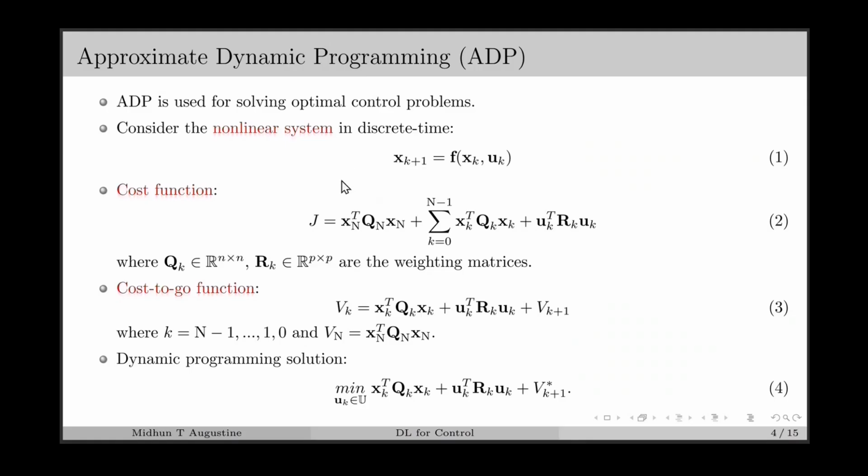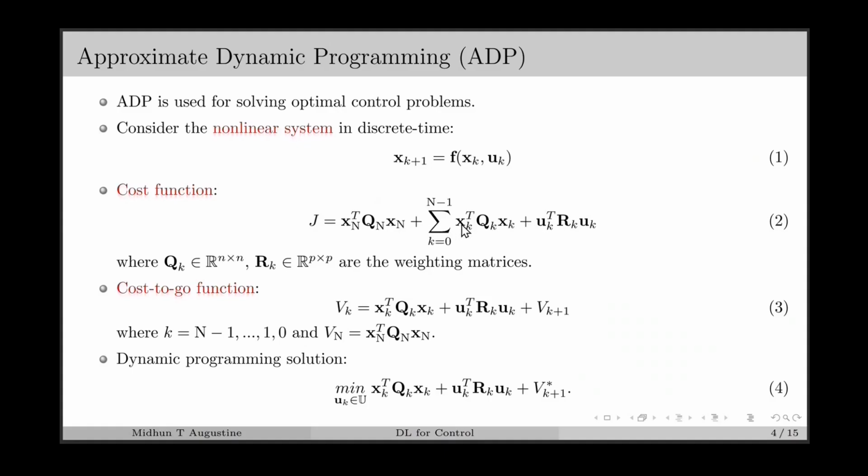We can consider a general nonlinear system in discrete time as in equation 1, where F is the nonlinear mapping which transforms the current state to the next state under the control action uk. Now we can consider an optimal control problem with the quadratic cost function as in equation 2, where the cost is summed across n time instants. And this Qk and Rk are the weighting matrices for the state and control inputs. Let's say our objective is to find the optimal control input sequence which minimizes this cost function.